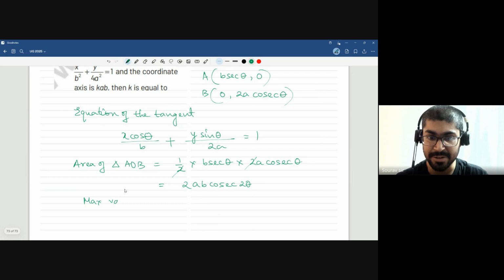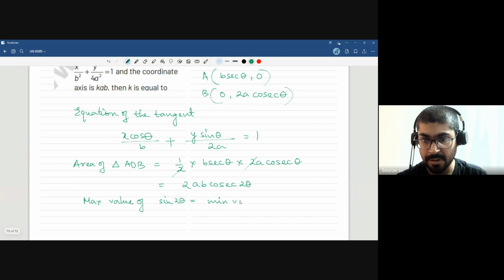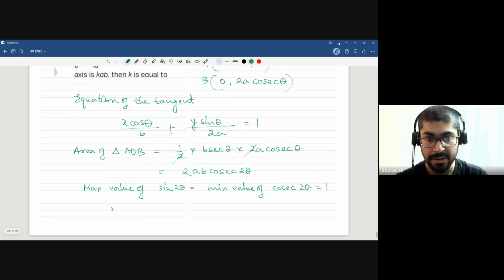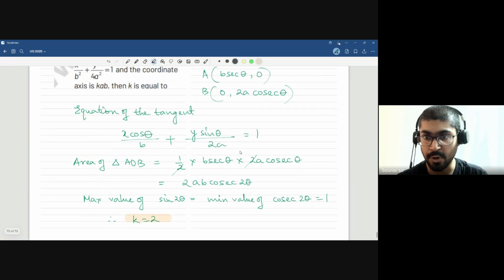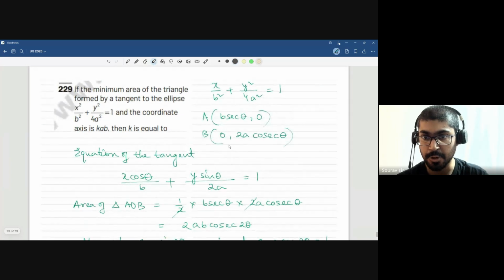So the max value of sin 2 theta is equal to the min value of cosec 2 theta is equal to 1. Therefore, K is equal to 2. Clear now? Yes. Okay. So that's it.